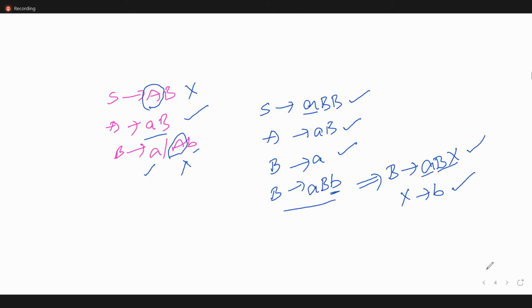Place A, B, B like capital B and B. Suppose the numbering is the A production? In the fourth production, the first one is terminal. After the terminal, you may have any number of variables. But here, we have a terminal, so I have to change this B. Yes, ma'am. Okay. Do you understand now? Yes, ma'am.